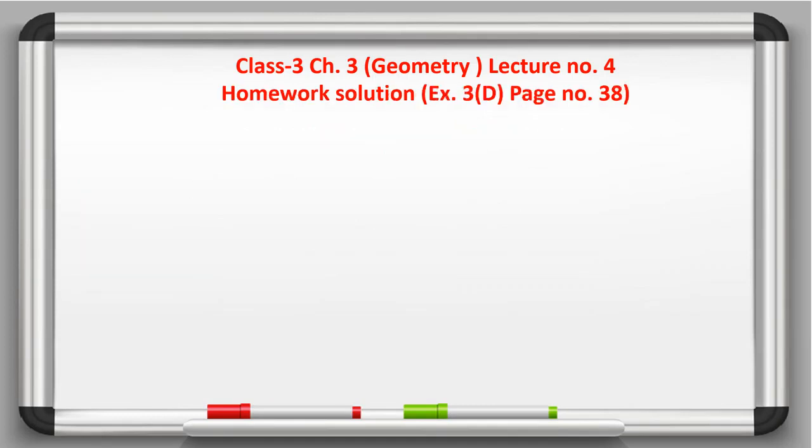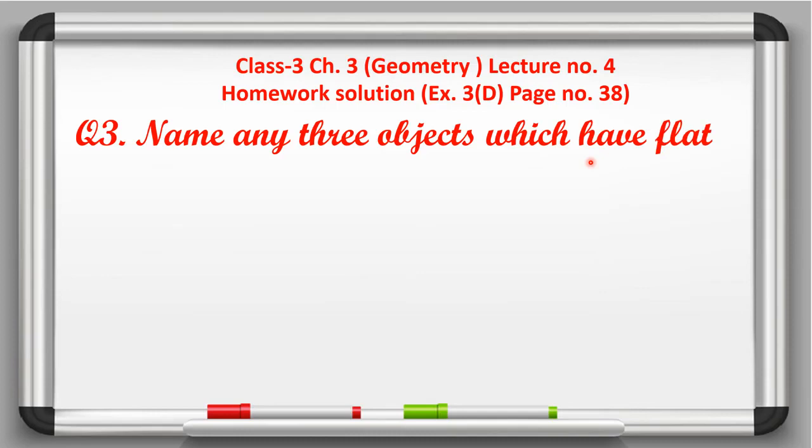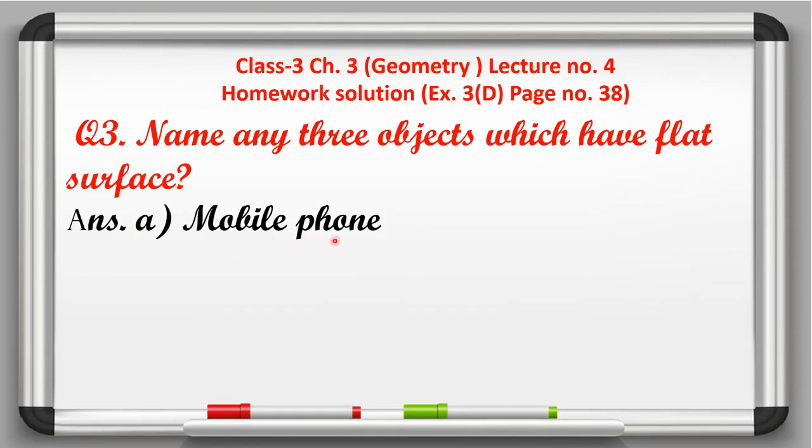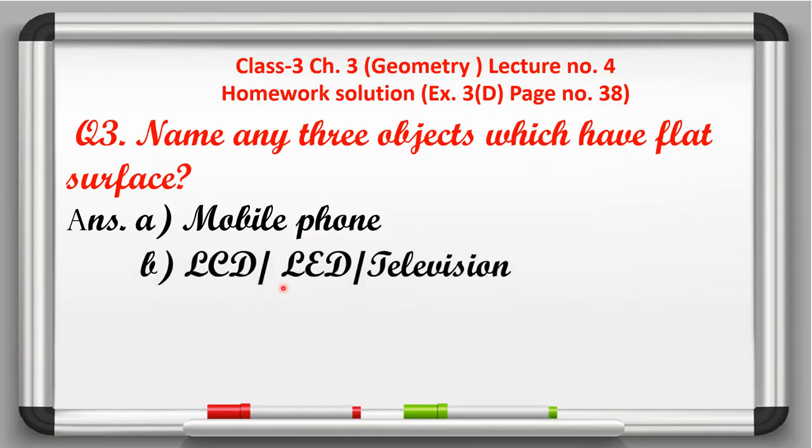Now, beta, I had also given exercise 3D. It is given on page number 38. Question number 3. Here it is given that name any 3 objects which have flat surface. We have to write the names of objects whose surface is flat. So here we will write number 1 means A part mobile phone, and B part we will write LCD or LED or television, any one of them. All have flat surfaces. Okay, and C part, that is book. Okay, so you can write any other name also if you know the spelling of that.